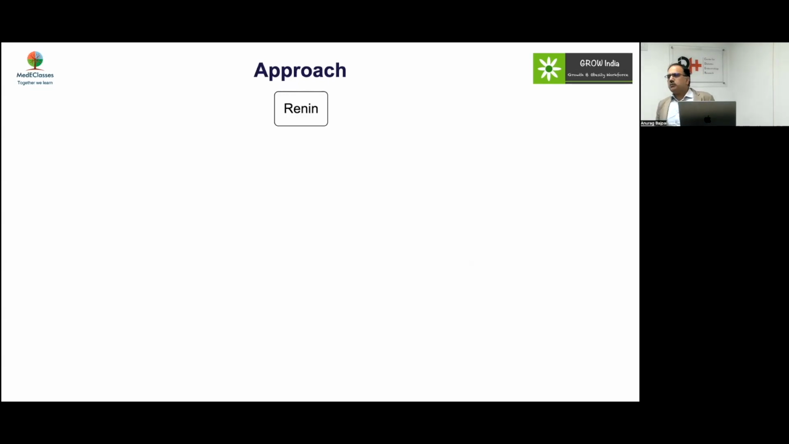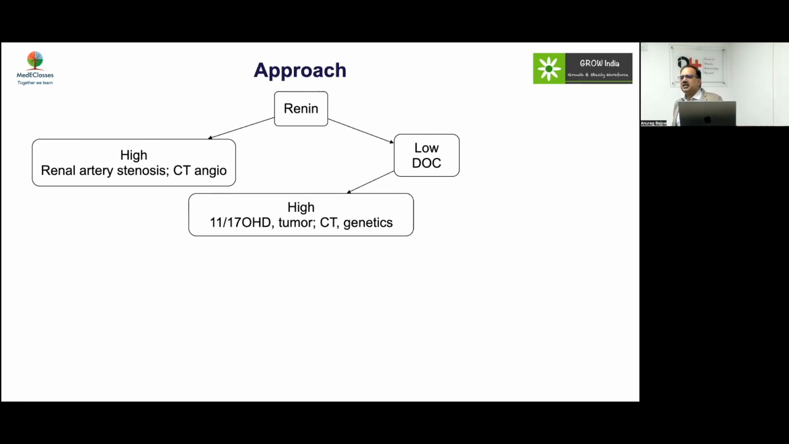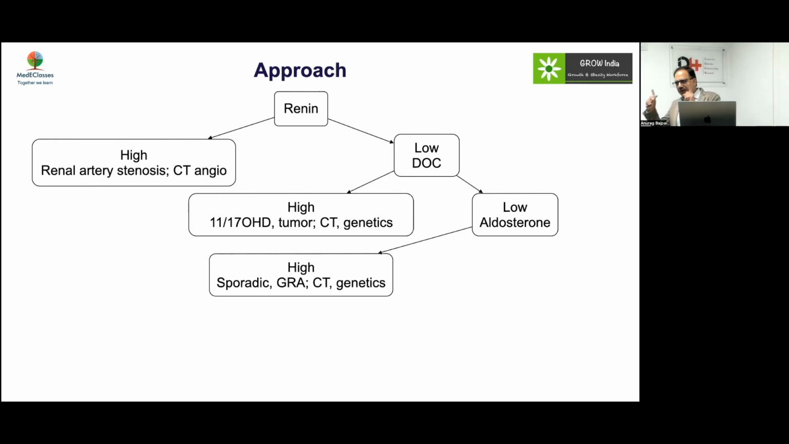So the approach to an individual who presents with suspected endocrine hypertension is to look at the renin level. If the renin level is high, the possibility is renal artery stenosis, so go for a CT angio. If the renin level is low, go for DOC level. If DOC is high, this is 11 or 17 hydroxylase deficiency, so go for a tumor workup, CT and genetics. If you have low DOC and your aldosterone is high, this is primary hyperaldosteronism. So low renin, high aldo, then you go for CT, and in a young patient with family history of recurrent strokes, think of GRA. Response to steroid will be significant.